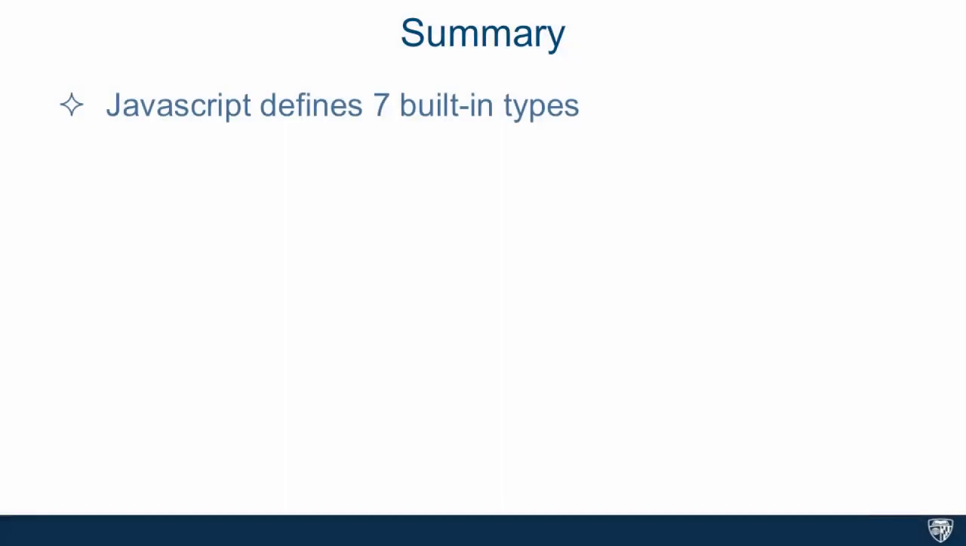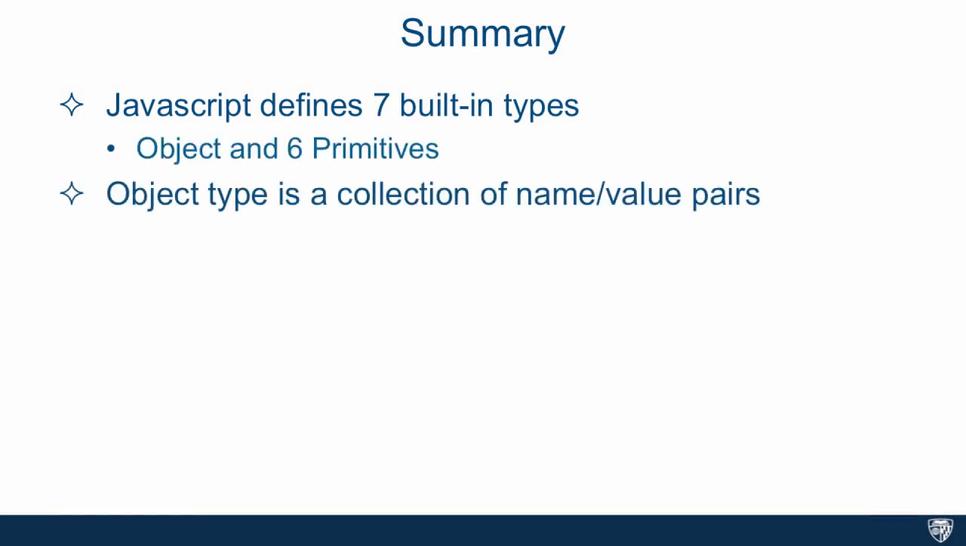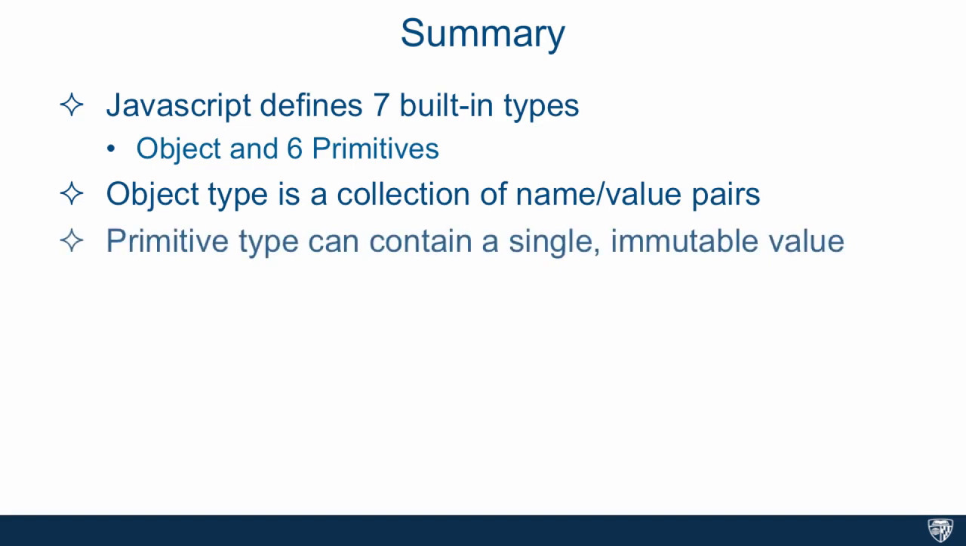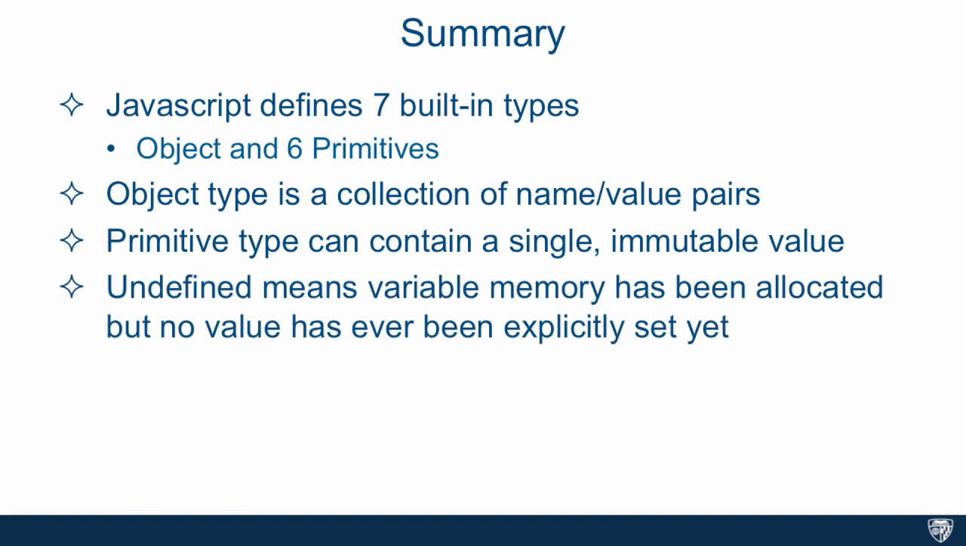So to summarize, JavaScript defines 7 built-in types, 1 object and 6 primitives. Now, the object type is a collection of name-value pairs. It is nothing more than that in JavaScript. A primitive type can only contain a single immutable value, and remember that immutable means that once you set it, it cannot be changed. You could create new values based on this value, but you cannot change the original value anymore.